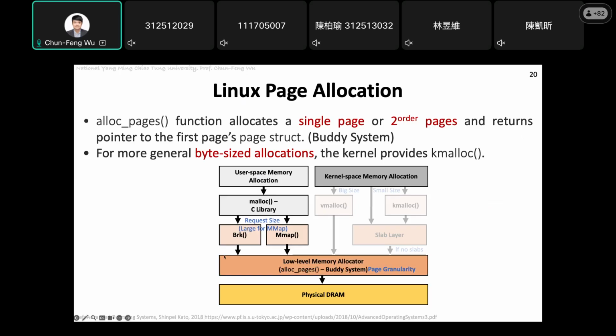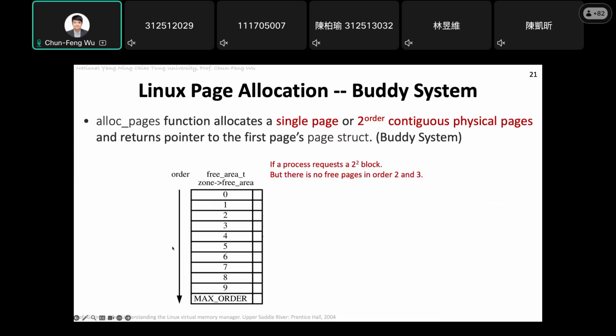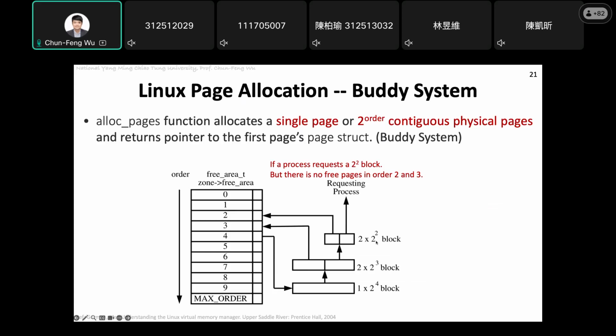So let me focus on alloc_pages now. There is a free list here, and let's directly look at an example. Suppose a process requests 2 to the 2 blocks, so you can think of it as a process needing 4 pages, but there are no free pages in order 2 and order 3. The order means order 0 is 2 to the 0, so 1, order 1 is 2 to the 1, then 2 to the 2, 2 to the 3, and so on. Each block means a 4 kilobyte page.